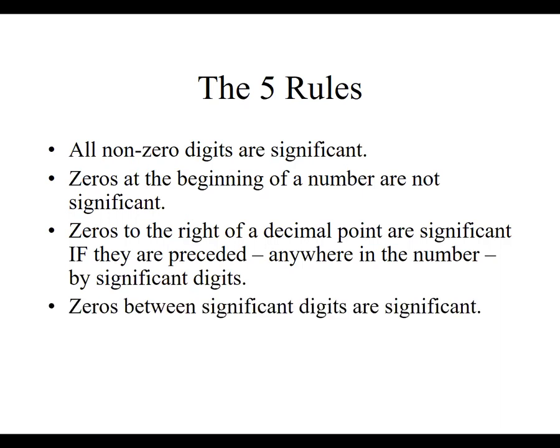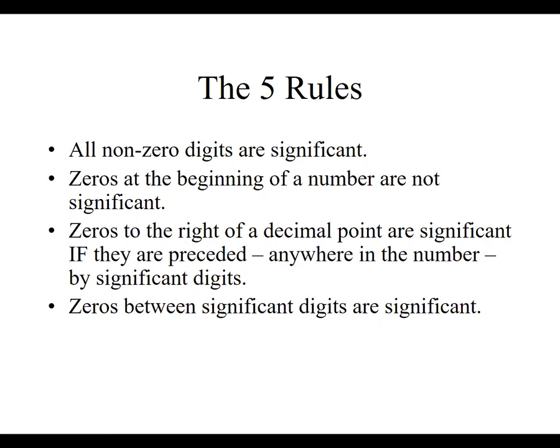Okay, here's another one. Zeros between significant digits are significant. Kind of a sandwich effect, right? The significance of the digits around them rubs off on the zeros in the middle. So one or more consecutive zeros between significant digits are significant.